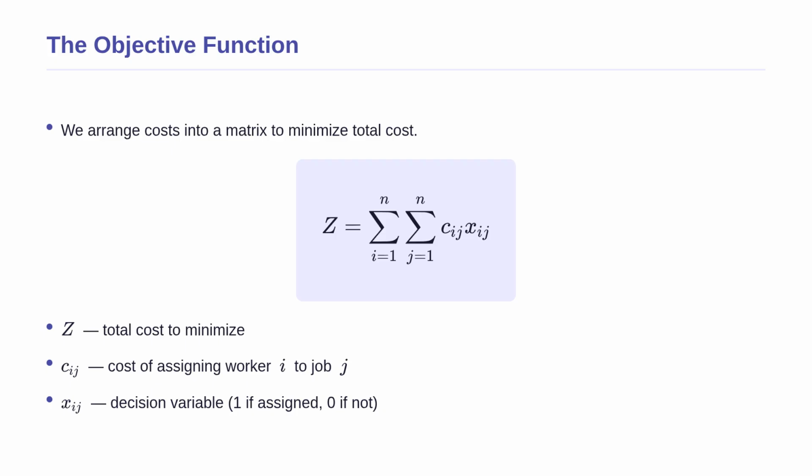To understand how this works mathematically, we first need to define our goal using a formula. We arrange our costs into a grid where each row represents a worker and each column represents a job. This formula calculates the total cost, which we call Z, that we want to minimize. The variable n is the number of workers. The symbol C sub ij represents the specific cost of assigning worker i to job j. Finally, x sub ij is our decision variable. It acts like a light switch, equaling 1 if we assign the worker to the job and 0 if we do not. If costs increase, Z increases.